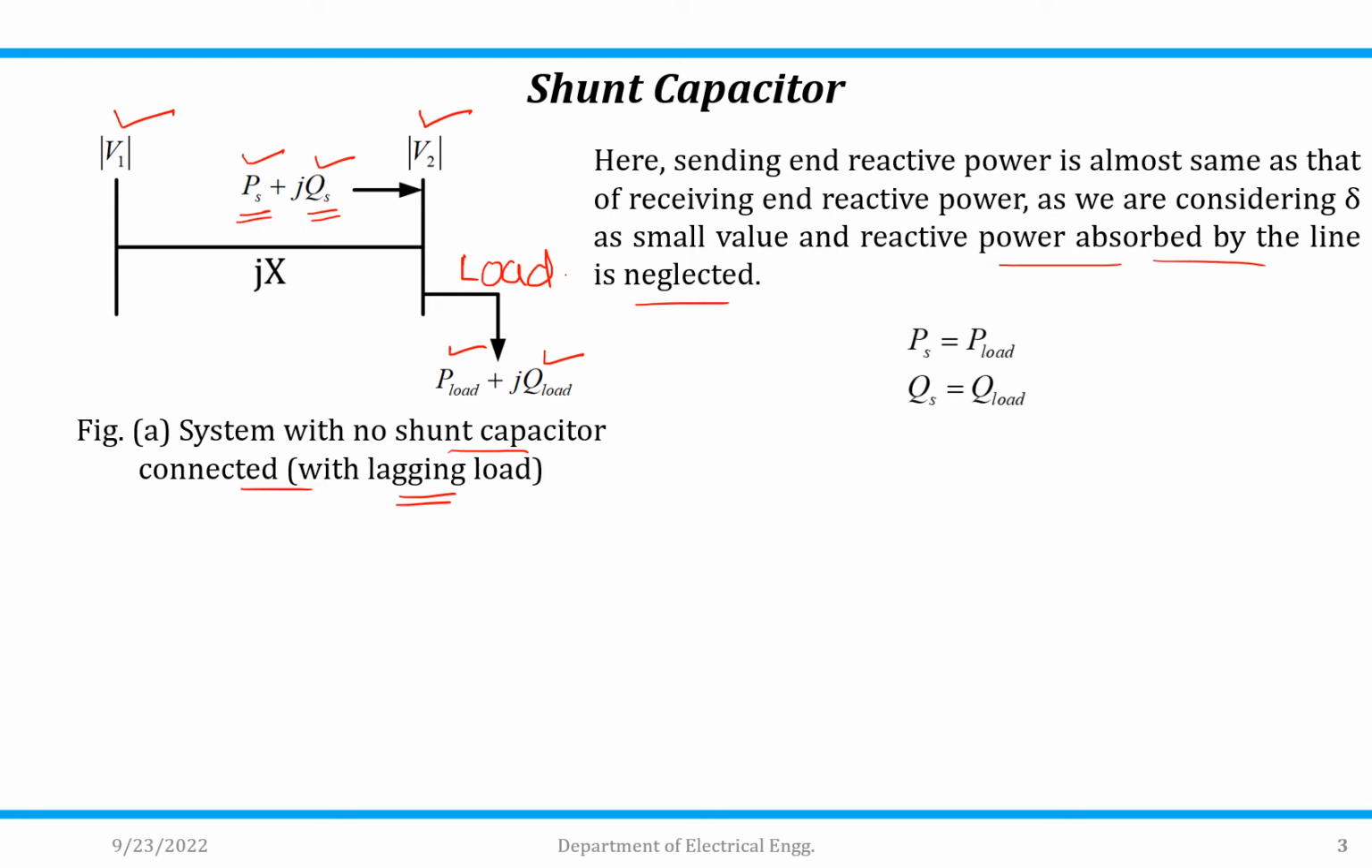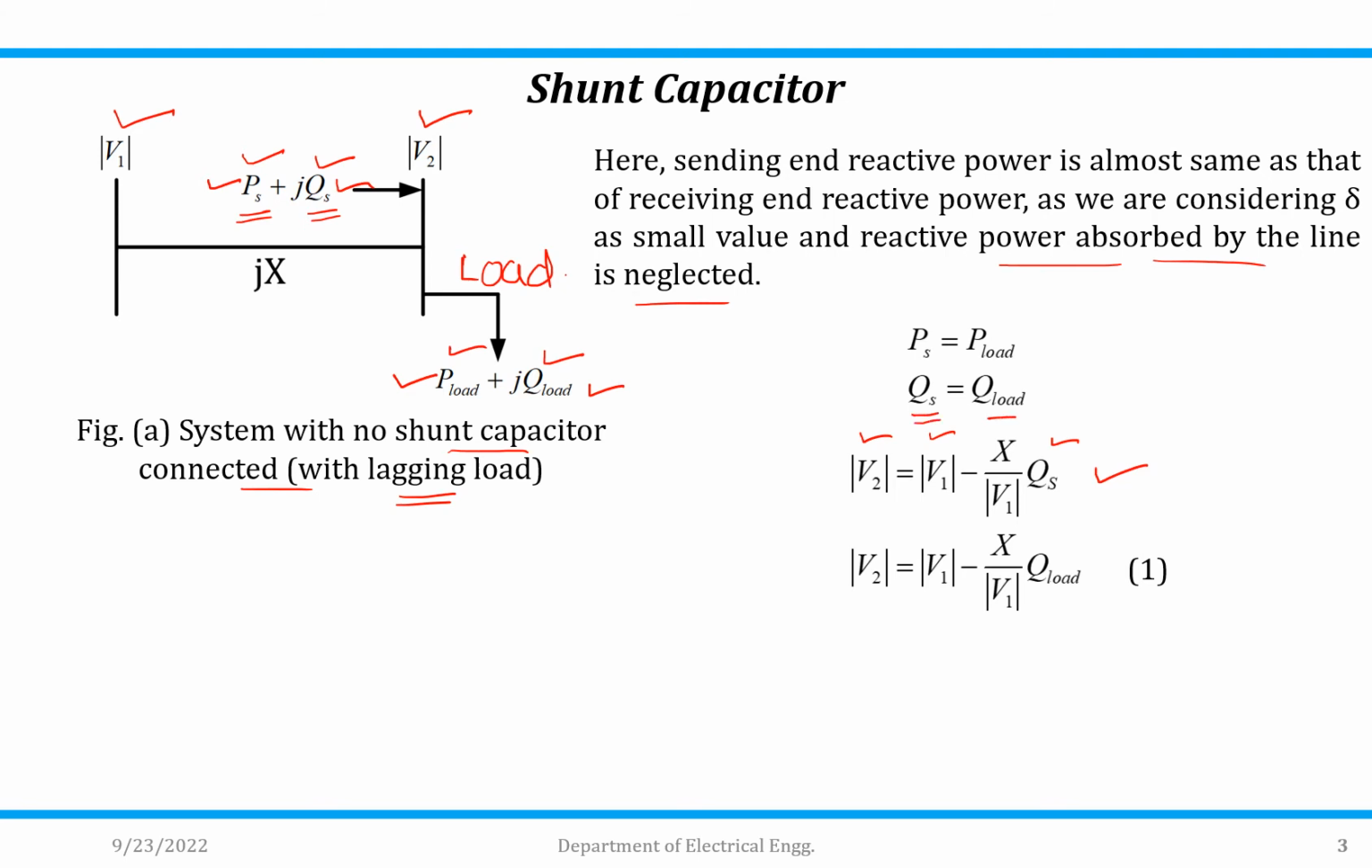So from the diagram I can write PS equal to P load and QS equal to Q load. Already in the previous video we discussed the relationship between the voltage and QS: V2 equals V1 minus X upon V1 into QS. As we know, QS equals Q load, so in place of QS, I am going to put Q load. So we get this first expression. Here again, V2 is nothing but the receiving end voltage. Please remember, this is a system with no shunt capacitor connected.